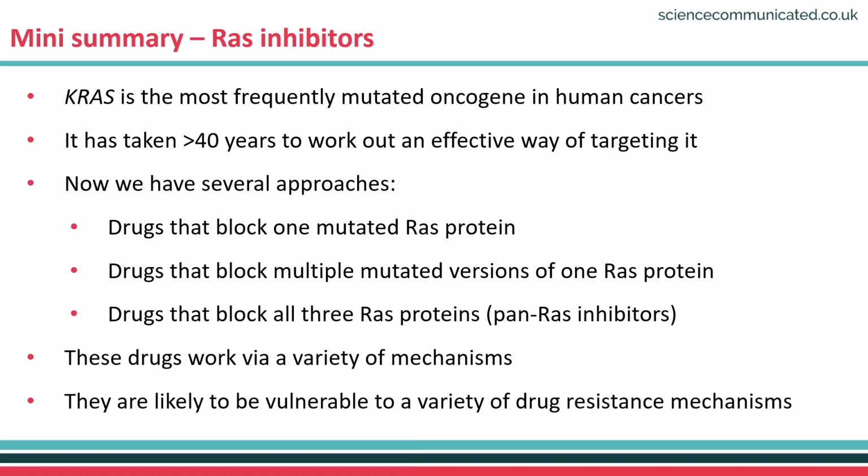Drugs that block just one mutated form of one RAS protein, drugs that block all mutated forms of one RAS protein, and drugs like daraxonrasib, which block all active forms of all RAS proteins. They work through a variety of different mechanisms, and they are going to be vulnerable to drug resistance like our other targeted therapies are, but it does open up a whole raft of patients who could now potentially be given a targeted therapy.